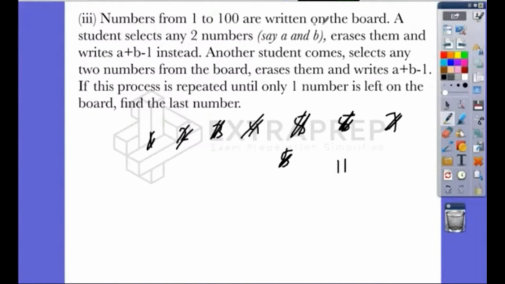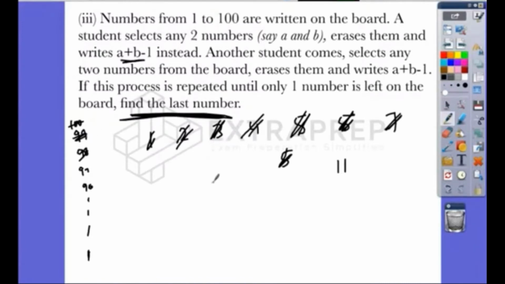So numbers from 1 to 100 are written on the board. A student selects any two numbers, say A and B, erases them and writes A plus B minus 1. So out of 100 numbers, if 2 are erased and 1 number is written again, now there will be 99 numbers. Another student comes, selects any two numbers from the board, erases them and writes A plus B minus 1. Now there are 98 numbers. If the process is repeated, there will be 97, then 96, and so on. Finally, there will be one number left on the board and we need to find that last number. That's the meaning of the question.